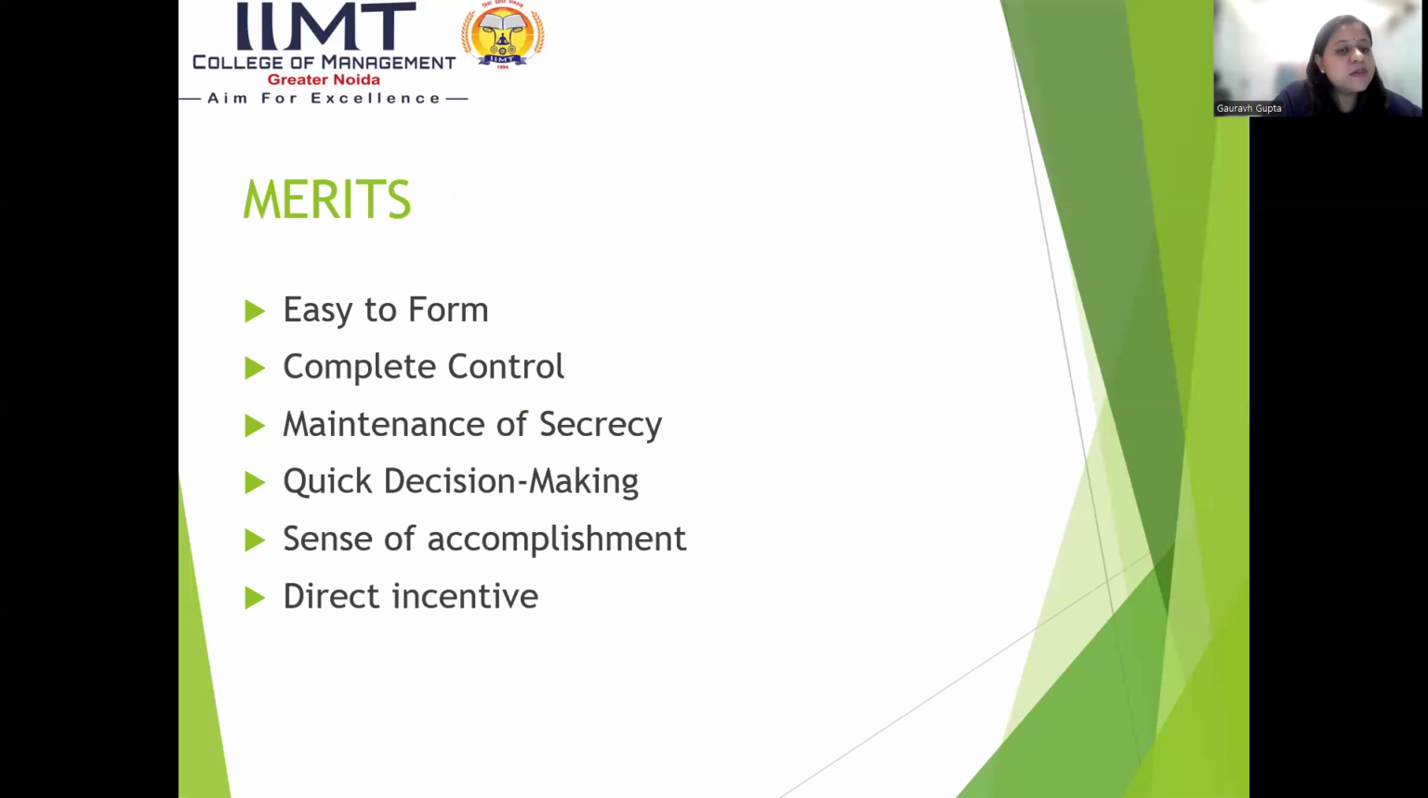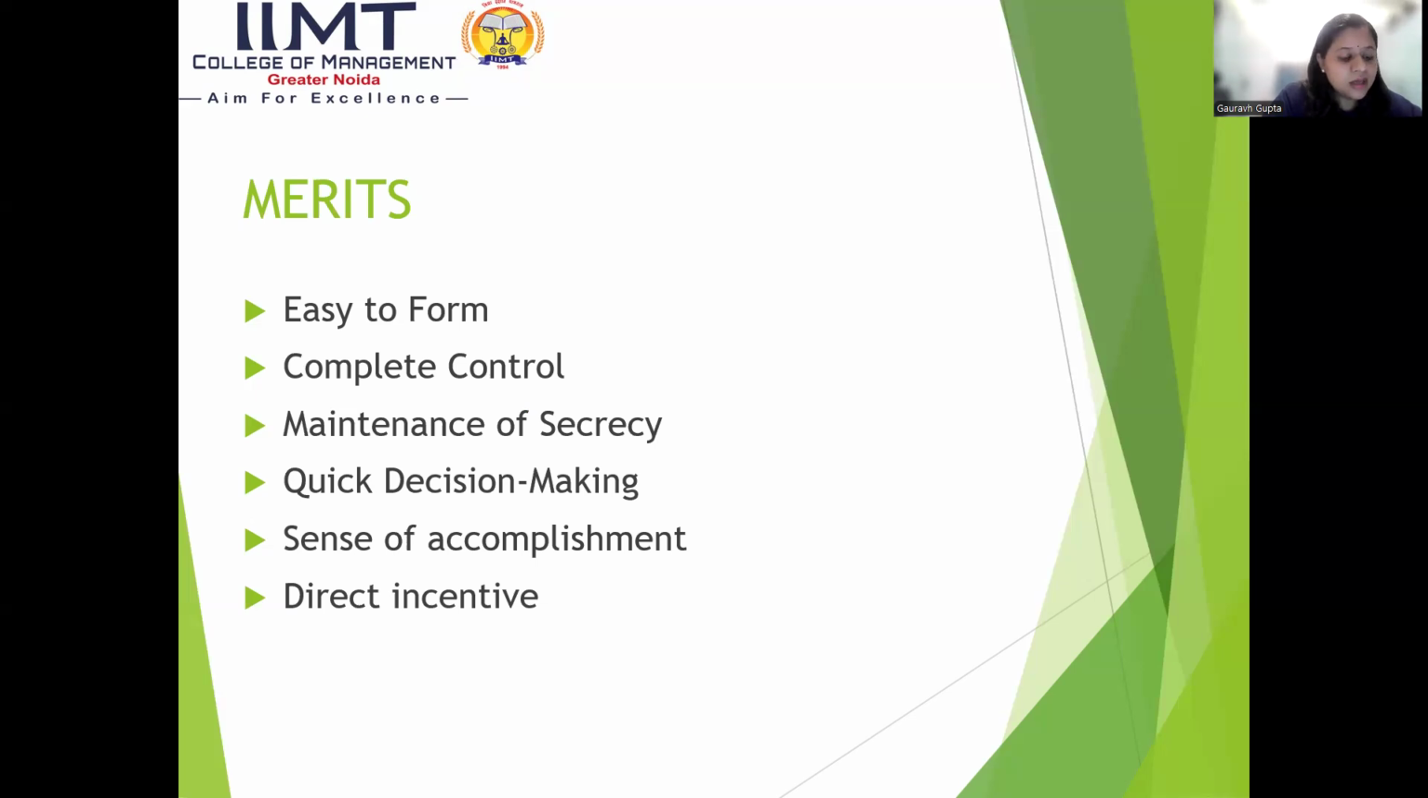Merits. The first merit is easy to form. It is the most simplest form of organization as it does not involve much legal formalities. Second point, complete control. The sole proprietor has the complete control over the affairs of the business. Third, maintenance of secrecy. Secrecy can be maintained very easily as it involves only one individual as the owner of the business.